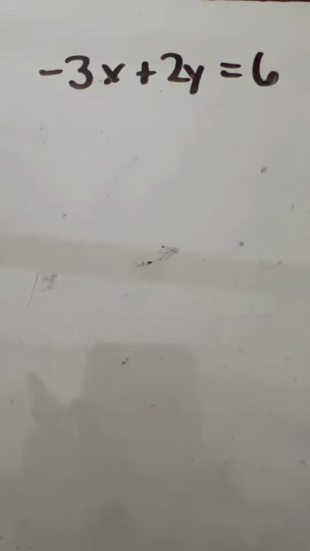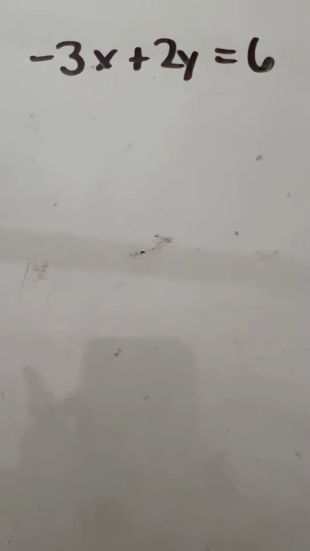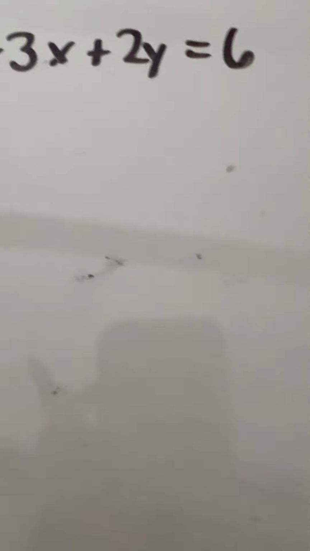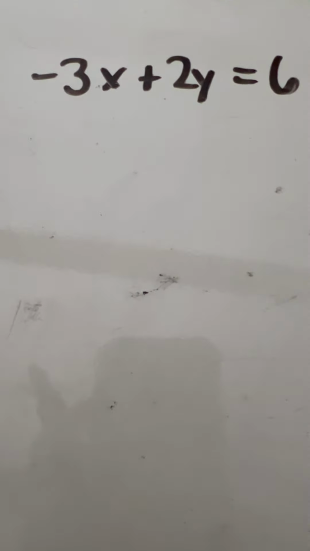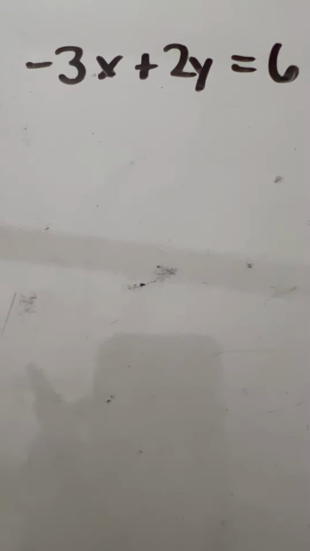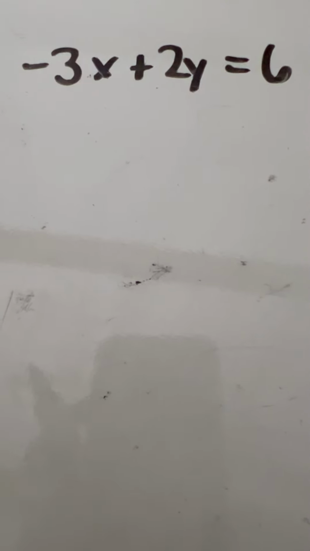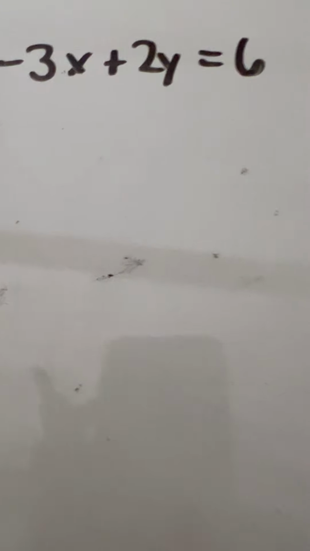So we have negative 3x plus 2y equals 6, and we were asked to find out what the x and the y intercepts are for this problem. So without having to rearrange the equation or solve it or anything like that, we're just going to look at it and think about what has to happen when we are intersecting either the y or the x axis.